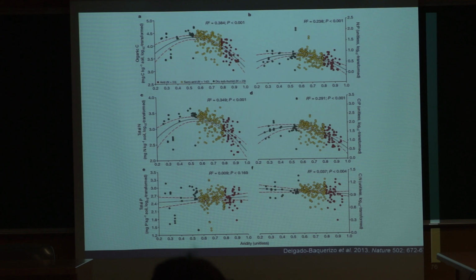And what did we find? We found that both organic carbon and total nitrogen follow this curvilinear relationship, with important linear declines, particularly in the transition between semi-arid and arid. But for total phosphorus, the relationship was pretty weak and didn't follow the same trend. It slightly increased as aridity increased.